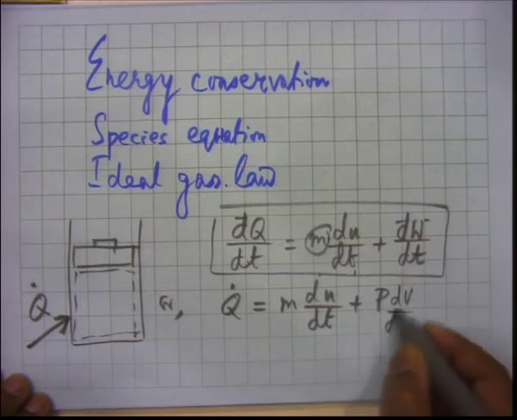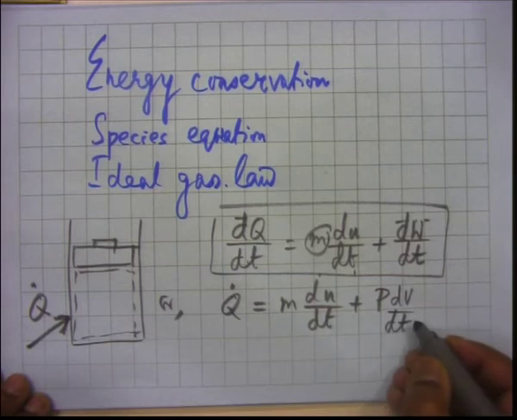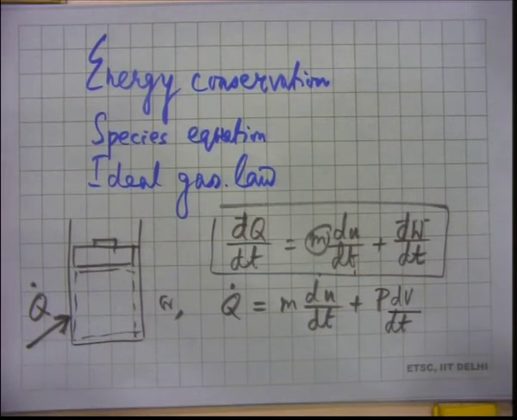P dV dt. Work done as d cross W is P dV, but pressure is constant. So, the rate of work done is P dV dt. So, this is correct.